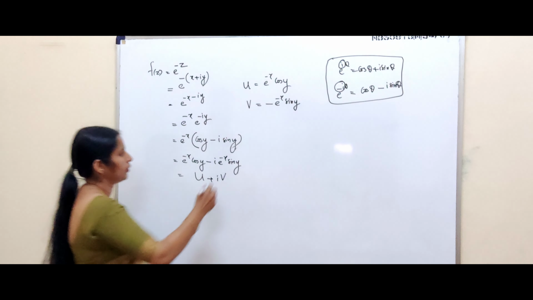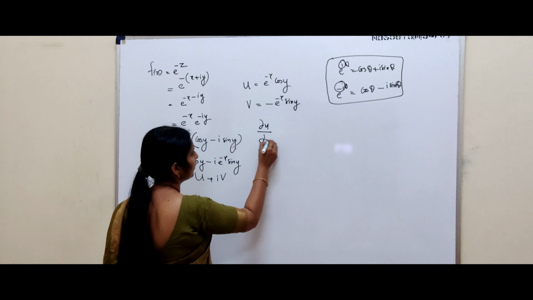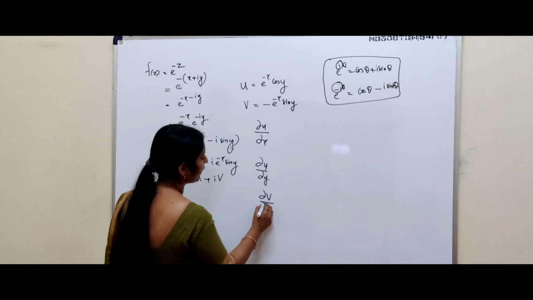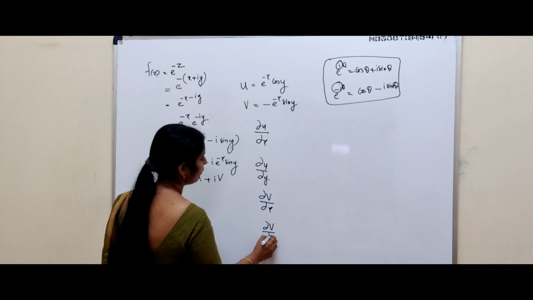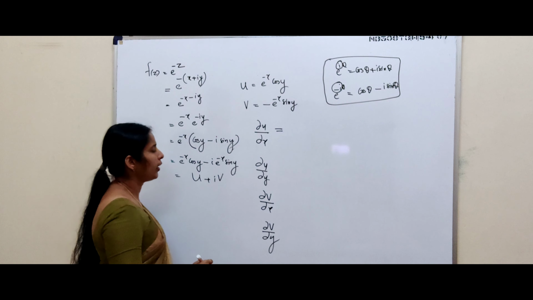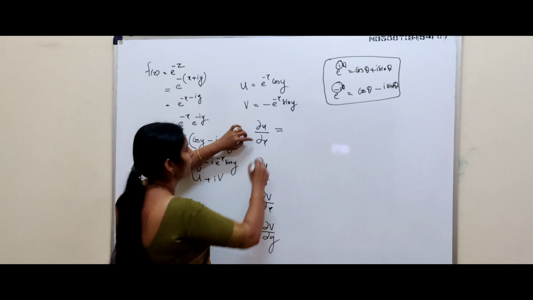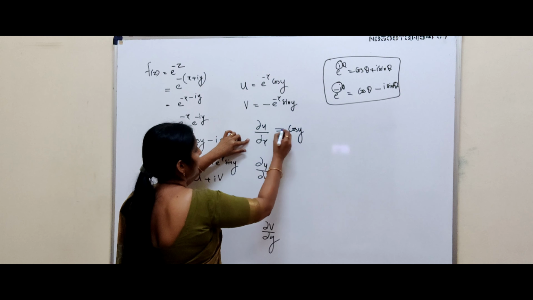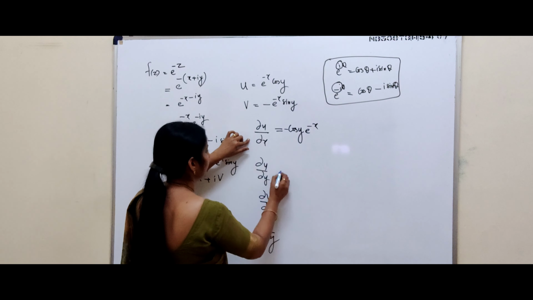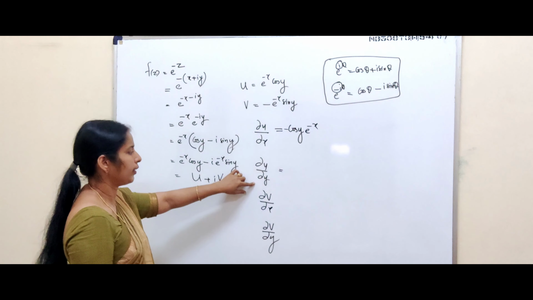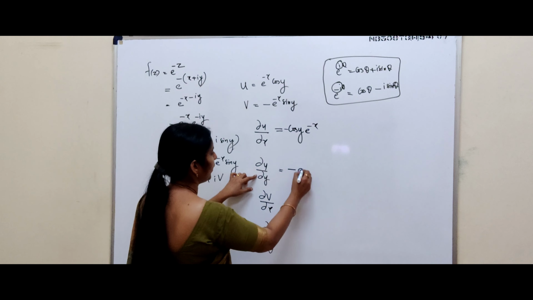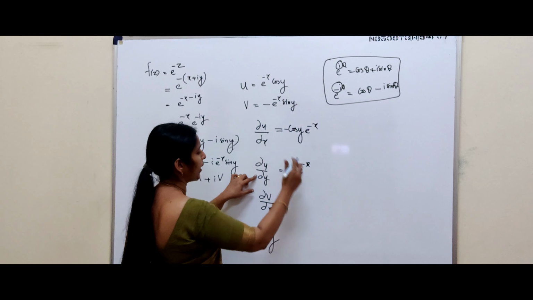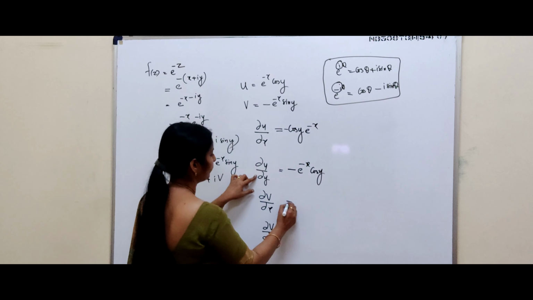Next, we have to find ∂u/∂x, ∂u/∂y, ∂v/∂x, and ∂v/∂y. For writing ∂u/∂x, you have to keep y as a constant. So cos y is a constant. What is the derivative of e raised to minus x? It is minus e raised to minus x. Next, ∂u/∂y. At that time, you have to keep x as a constant. So e raised to minus x is a constant. You have to differentiate only cos y. Its derivative is minus sin y.